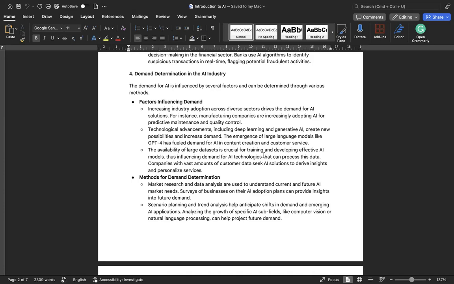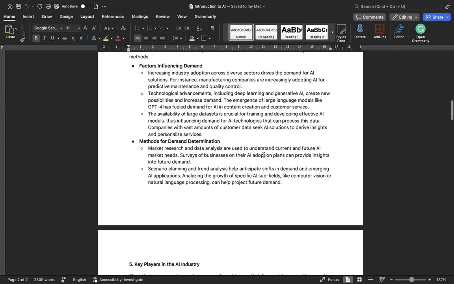One will be the factors influencing demand. When it comes to factors, we should know how to consider and select all these factors which influence demand. And also we should know the methods for demand determination as well.